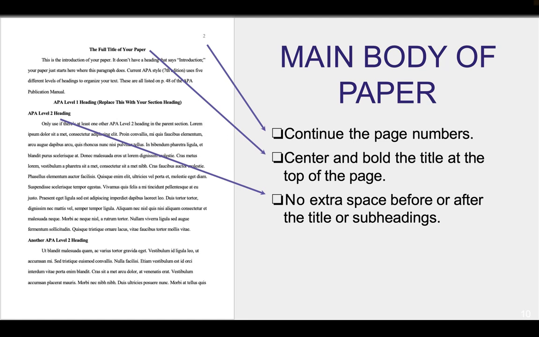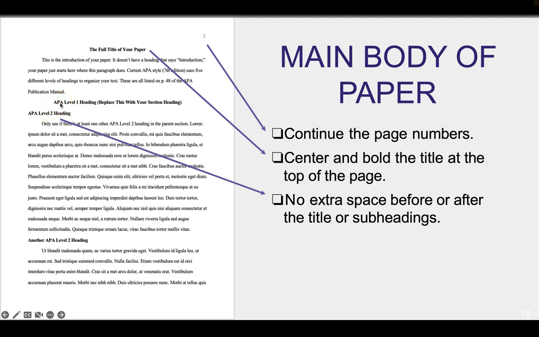So in this example that we see on the left, the APA Level 2 heading is delineating, oh, this is a subsection of whatever the APA Level 1 heading above it is delineating. So we're referring to this piece here, that's the APA Level 2, and the APA Level 1.